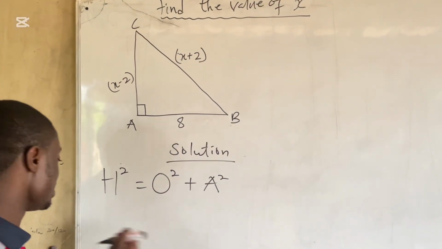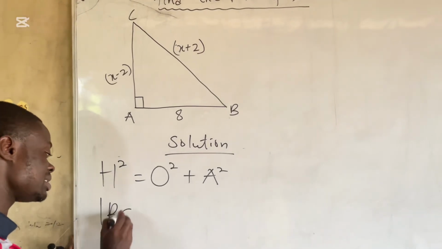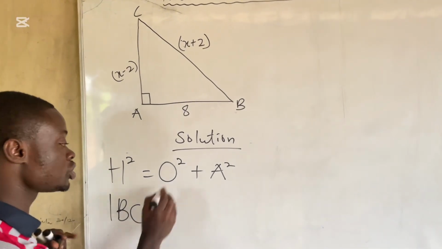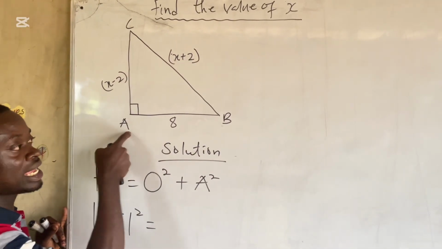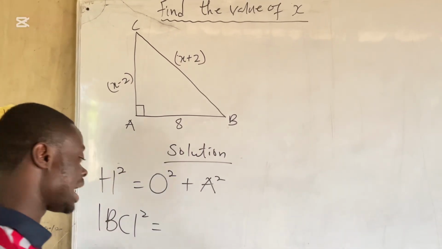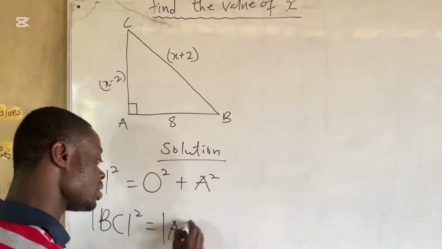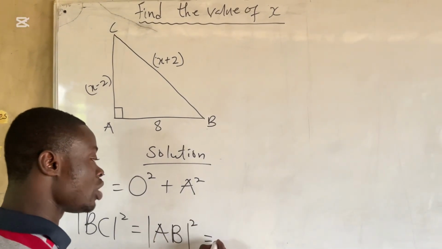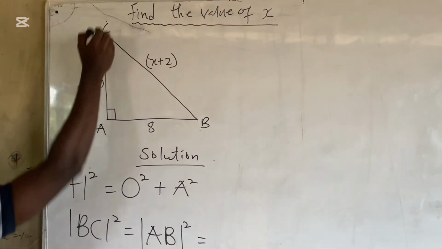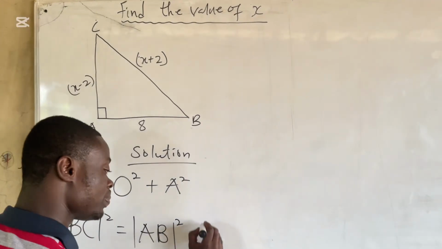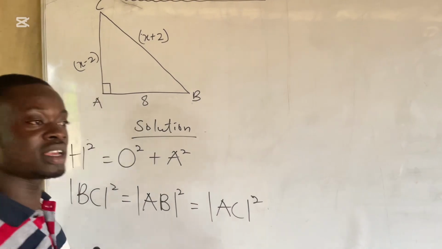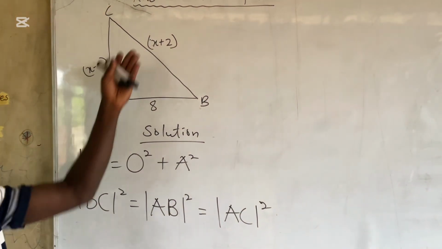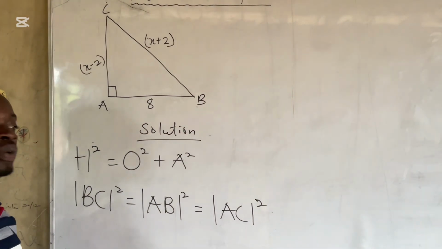So let's replace it. So that gives us line BC squared to be equal to opposite. So opposite is this line. So the opposite is line AB, which is 8. So line AB squared to be equal to adjacent, which is this line AC. So it's equal to line AC squared.